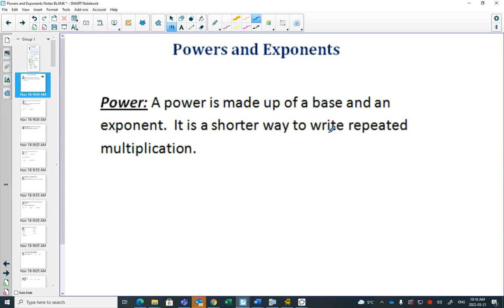Powers and exponents. We are going to start with some definitions. I like to highlight definitions, and unfortunately my highlighter button works nice and slow.